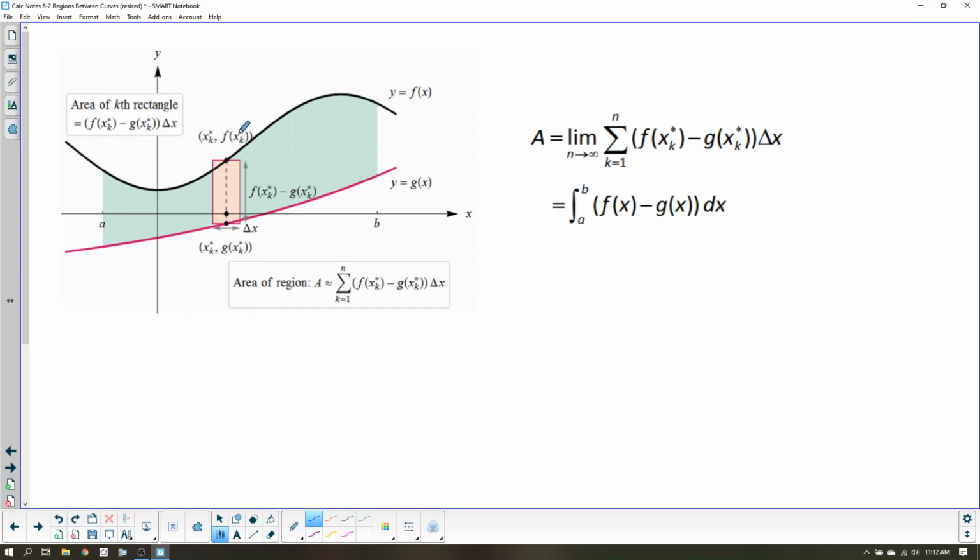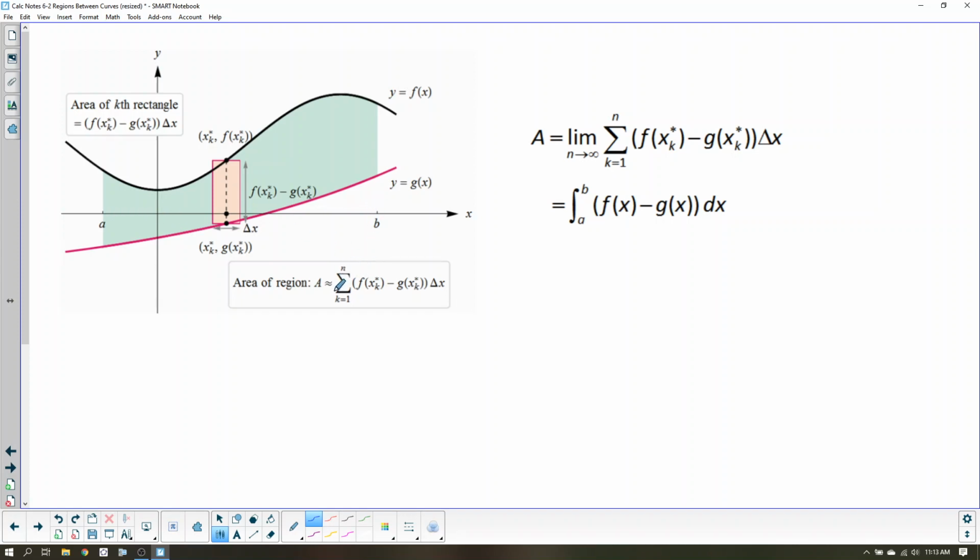As before, the x sub k stars are just representing our sample points from each of the individual subintervals. The area of just one rectangle is going to be the base times the height, which would be delta x times this difference. So that expression is the area of each individual rectangle. If we want an approximation for this entire area, then we simply need to add up all of our different rectangles. To improve the approximation to get the exact area, we simply need to increase the number of subintervals, or in other words, increase the number of rectangles.